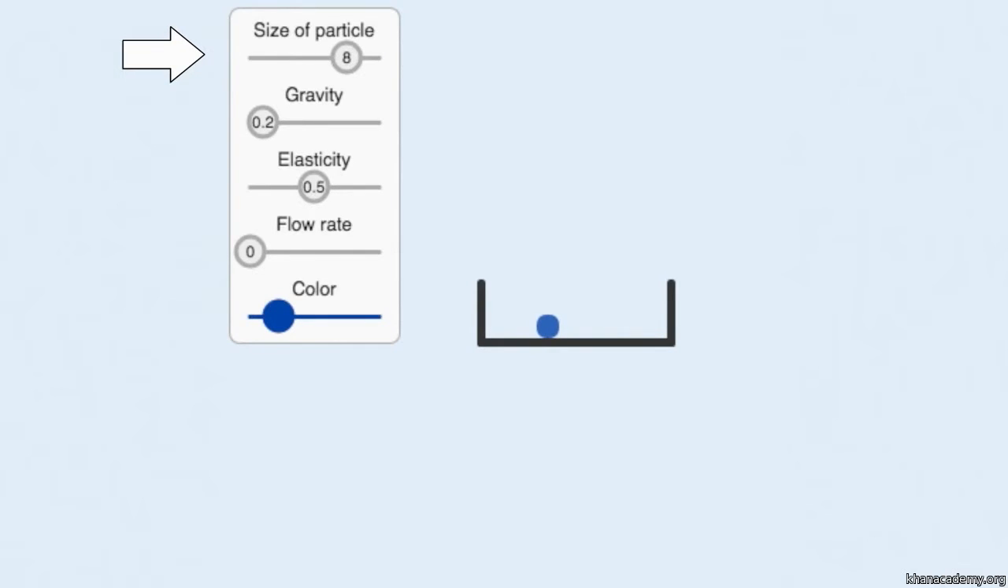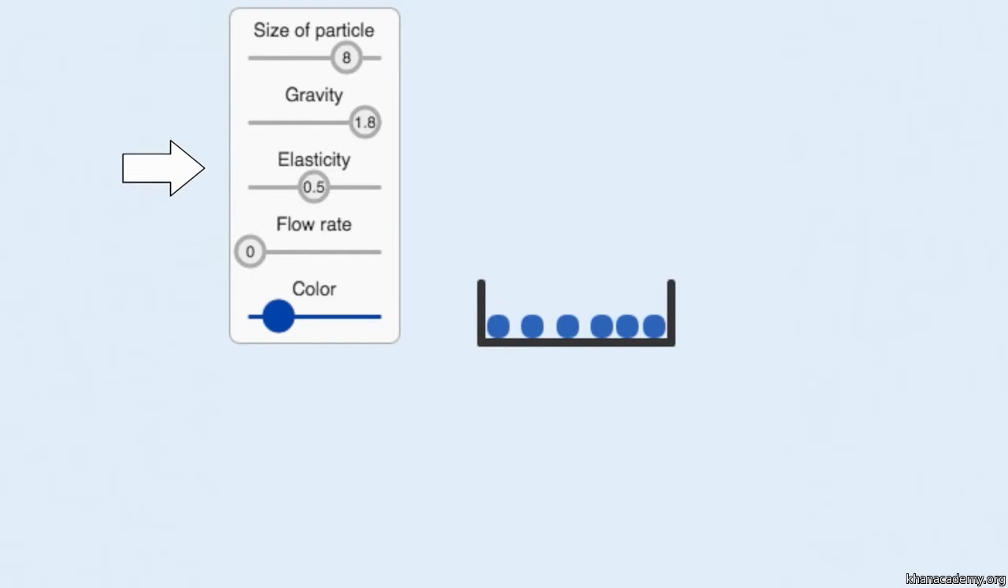We can also control how strong the gravity is using this slider. A small gravitational value, similar to the gravity found on the moon, causes the particle to fall more gradually. A larger gravitational value, like the gravity here on Earth, causes the particle to fall at a more familiar rate. And setting it to a very large gravitational value, like on Jupiter, makes the particle fall really quickly.